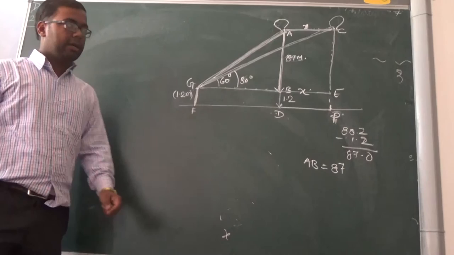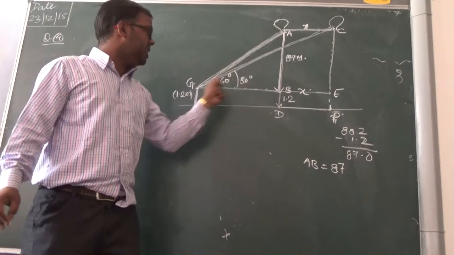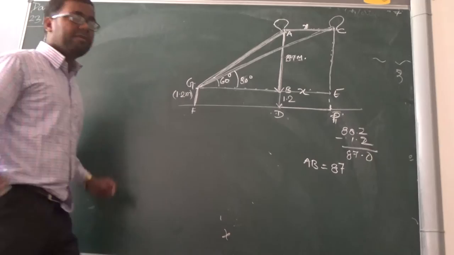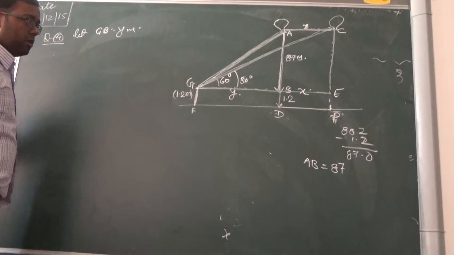Which triangle do I have to take first? The small one, the 60 degree triangle. Name the triangle: AGB. Starting with the triangle AGB, you need this one height, that is GB. Consider it Y. Let the distance GB equal Y meters.